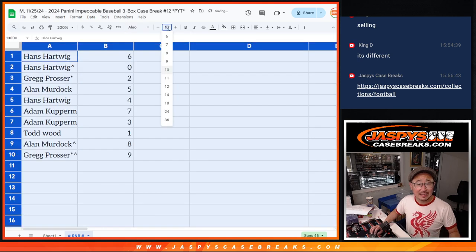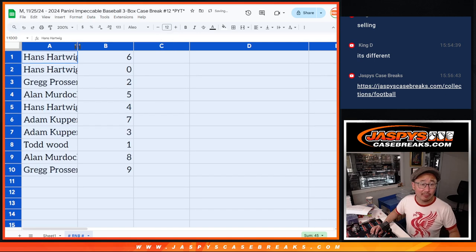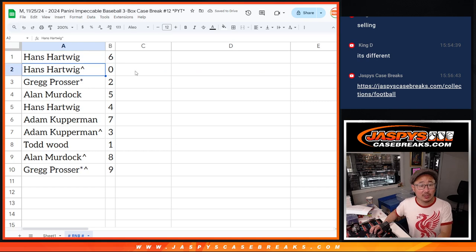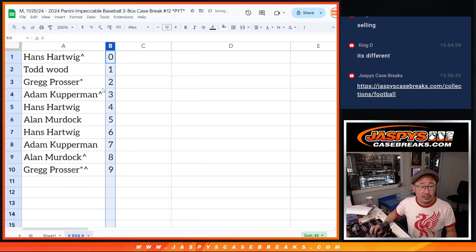Now remember, zero gets any and all redemptions, including one of one redemptions, just for those 15 teams though. Keep that in mind. Hans with six and zero, Greg with two, Allen with five, Hans with four, Adam with seven and three, Todd with one, Allen with eight and nine. Let's order these numerically.